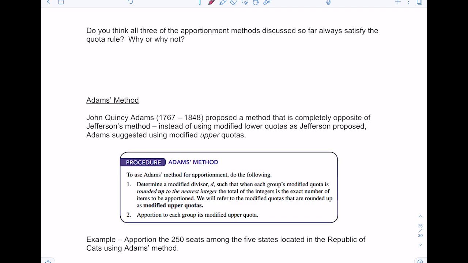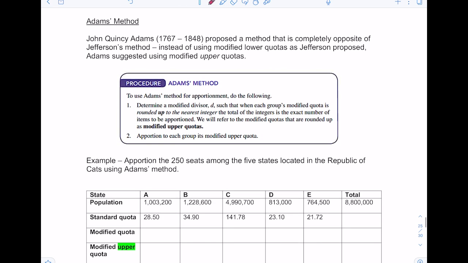Okay, so the last apportionment method is Adams' method. It was named after John Quincy Adams, and he proposed a method that's completely opposite of Jefferson's method. Instead of using a modified lower quota, as Jefferson proposed, Adams suggested using a modified upper quota. So again, we're going to take the same example, and I just recopied the first 2 rows there because they didn't change. And just remember that we got those values there by dividing by the standard divisor, which was 35,200.